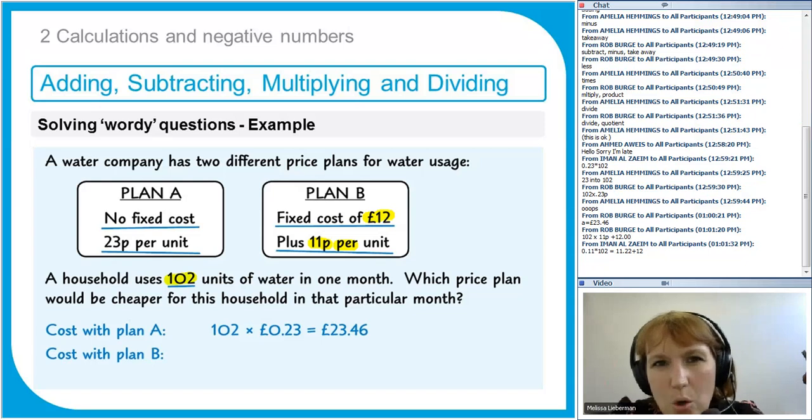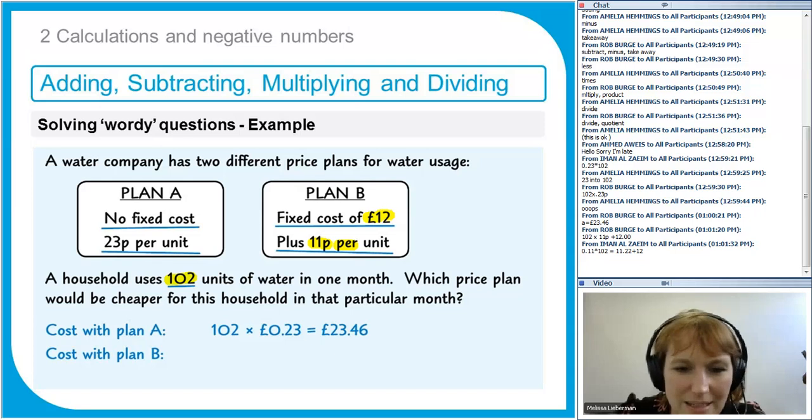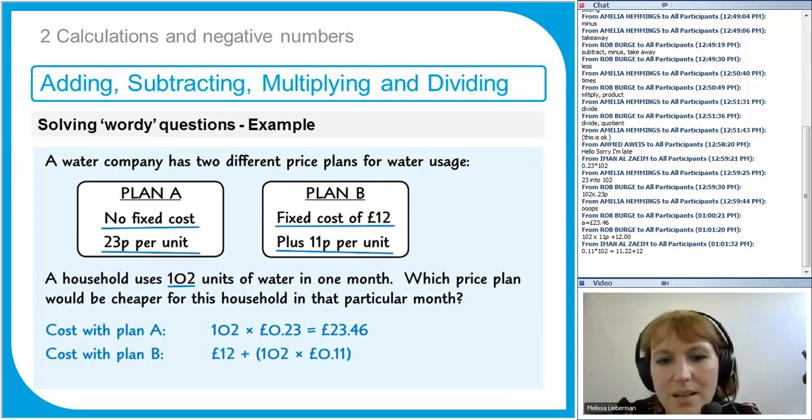Now, this is something called order of operations, or BODMAS, which I'm going to go through at the end of this session, just because it comes up a lot in calculations where you've got several steps. Or you can just use brackets. Just to be clear, use brackets like this. So we've got 12 plus 102 times 11p, or 0.11 if you're writing it in pounds. Or you can do it the other way around. And Iman, yes, you're right, you can maybe do that mentally, or just use a calculator.